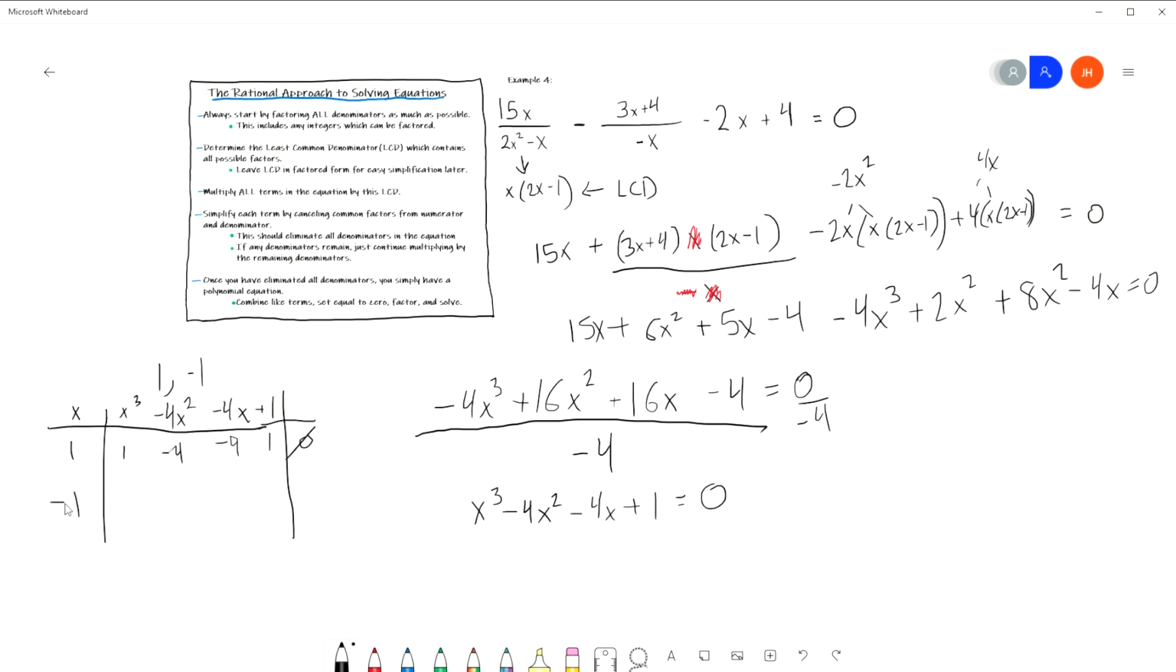What about when x is -1? -1 cubed is -1. -1 squared is 1 times -4 is -4. -1 times -4 is +4. And +1 is 1. These guys will actually make 0. All right, so we're going to divide. So x equals -1 is my 0. So I know for sure that x equals -1 is a 0.